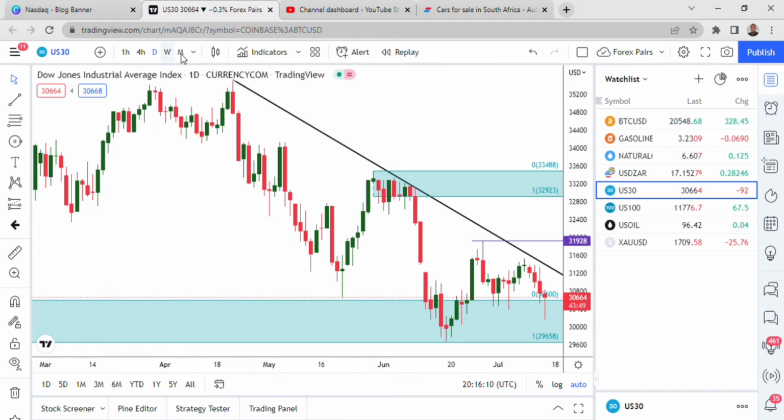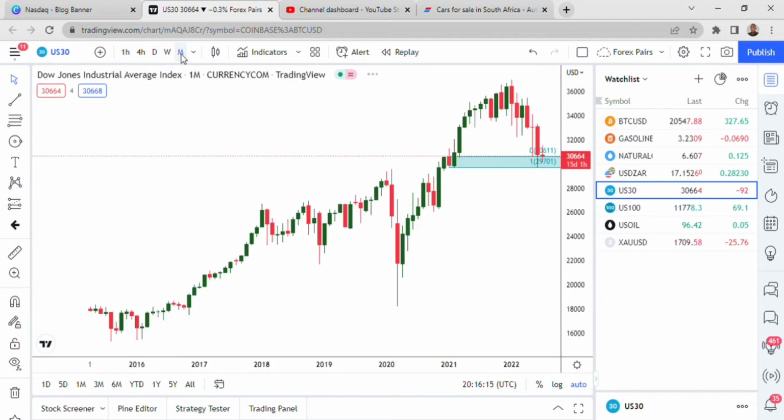So now let's get started with the US 30, because we haven't done this one in a while, and I feel like the structure might have changed a bit. But always, let's start at the top. So this is our monthly chart.